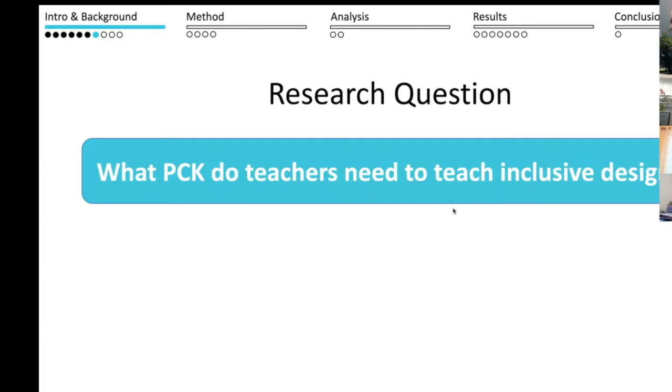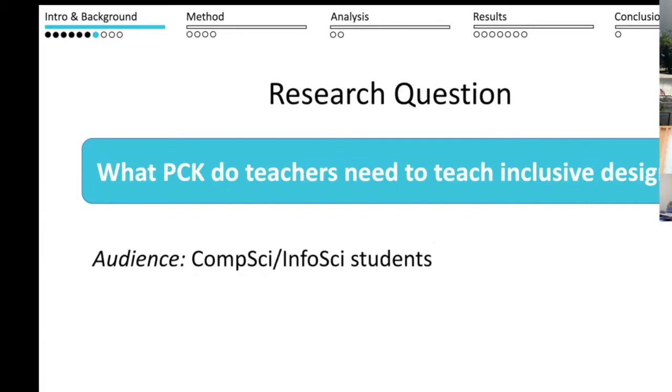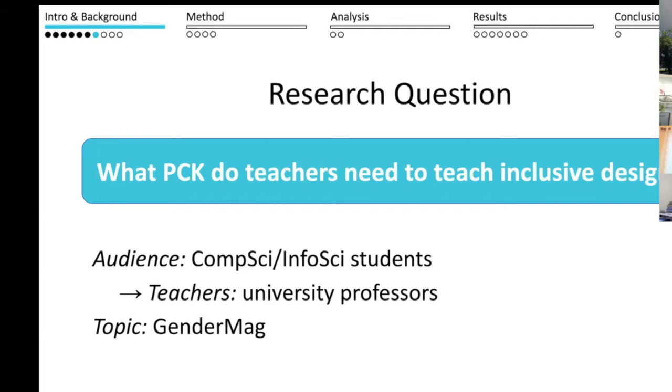When we were working on our research study, what we wanted to know is what PCK do teachers, faculty, need to teach inclusive design. And that is, of course, very pertinent to this effort we're working on now. When we did it, we collected information from a whole bunch of computer science faculty members. Well, not a whole bunch, 8, I believe, 9, I'll tell you in a minute. And also information science faculty. And so these were the professors and these were the students. And what they were doing is similar to what you're doing, taking bits and pieces of GenderMag and integrating them into the various courses they were teaching.